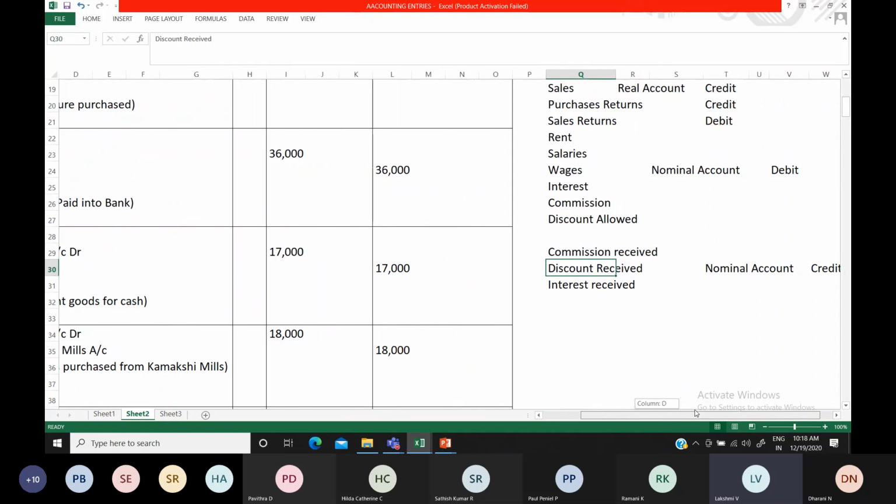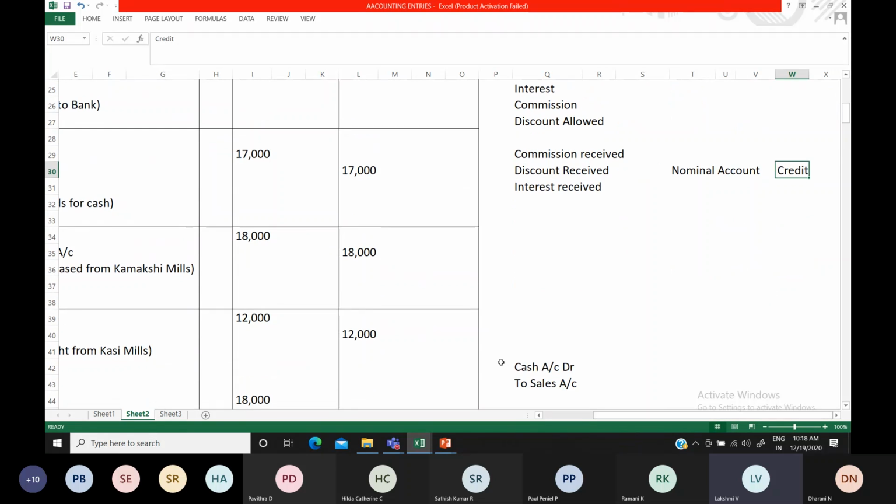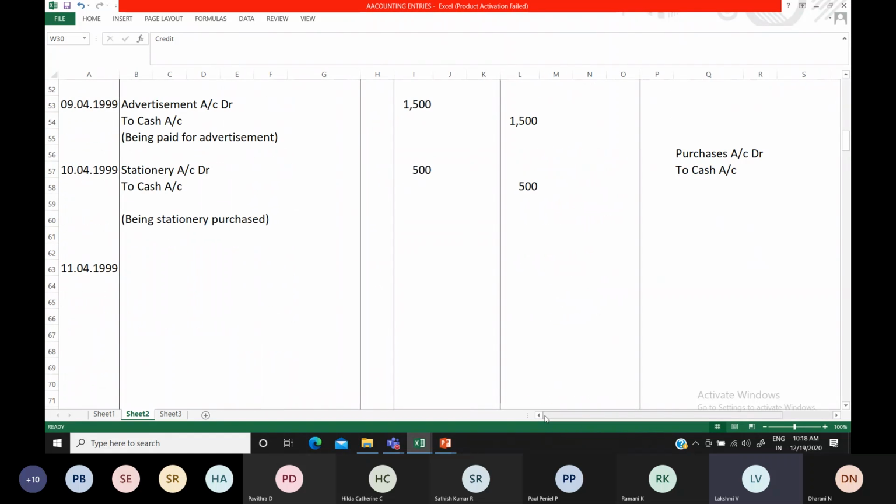Discount received will come under the nominal account, and discount received you have to credit, because it is an income for you, it is a gain for you. Okay, so you have to credit, let me mention here, to discount received. The same thing only I am going to mention here also. So to discount received you have to mention.